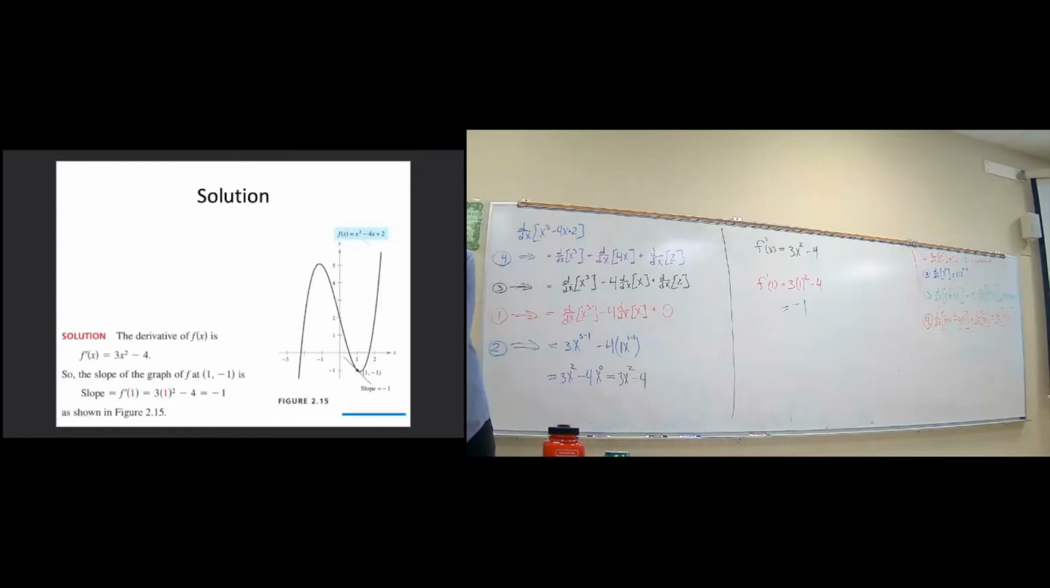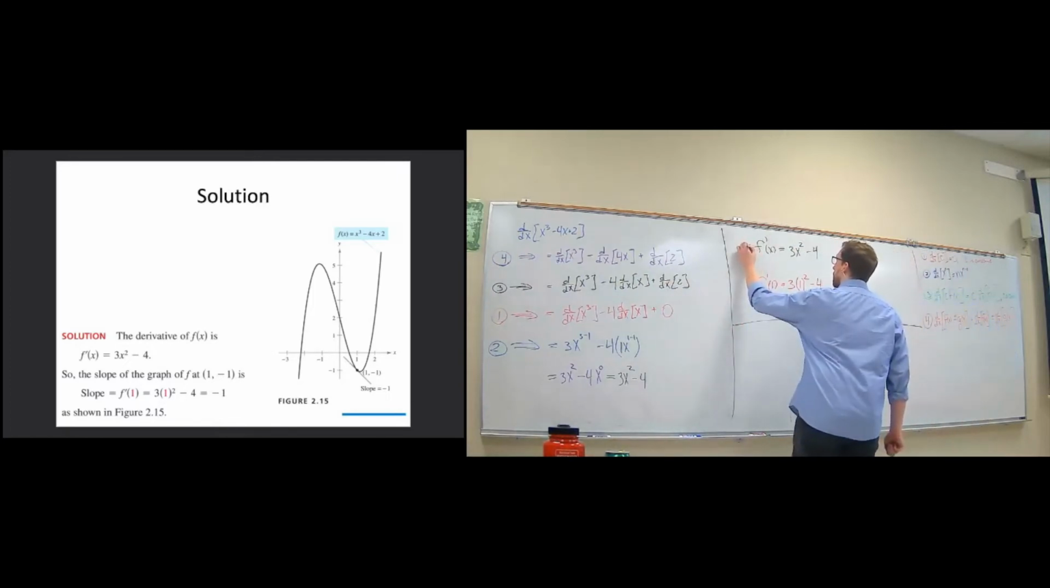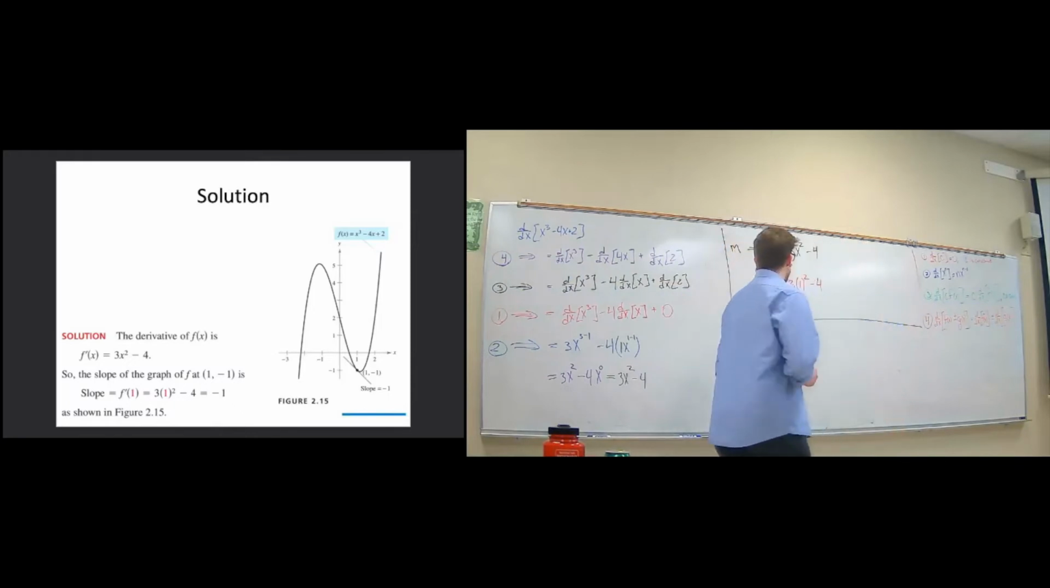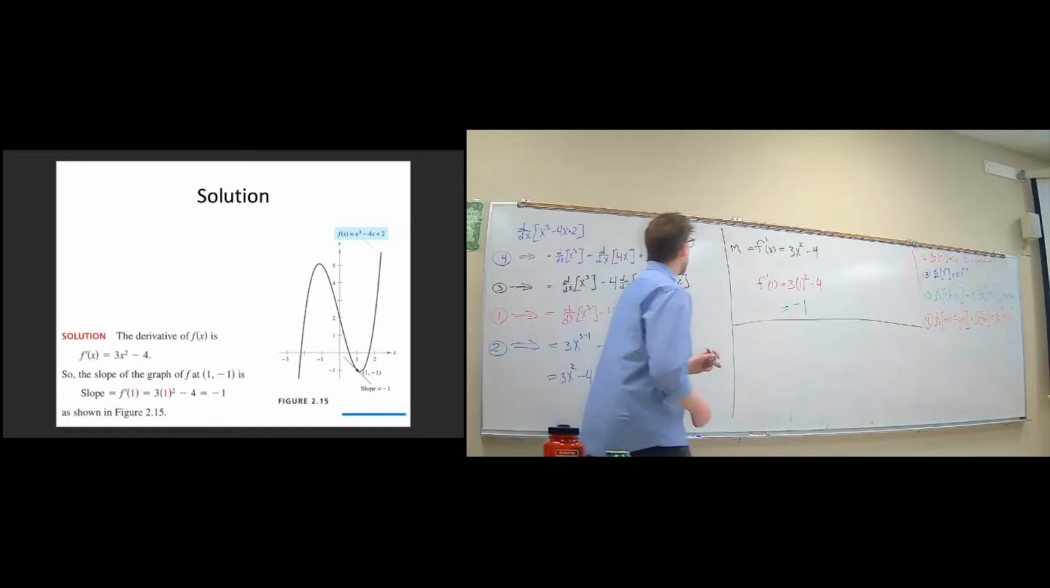So what we just found was, given this function, this is the graph of our function, the slope of the tangent line right here is equal to -1. Now let's find that line. Let's find the equation of this line.